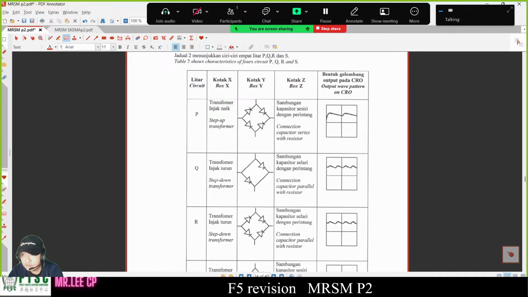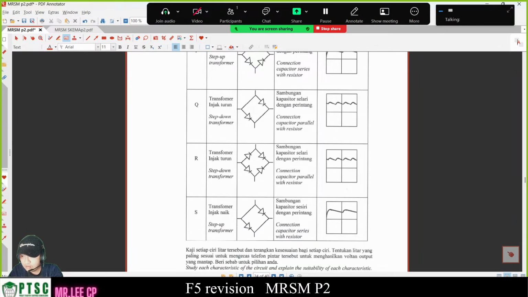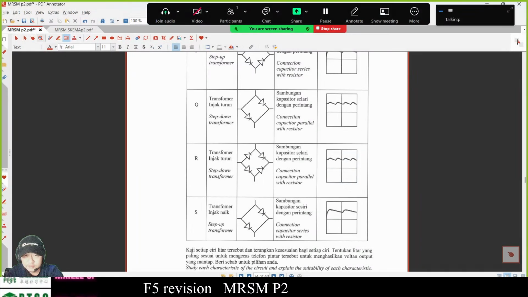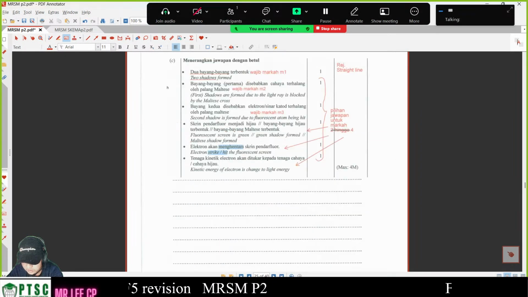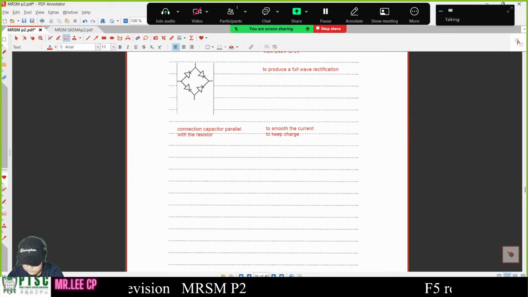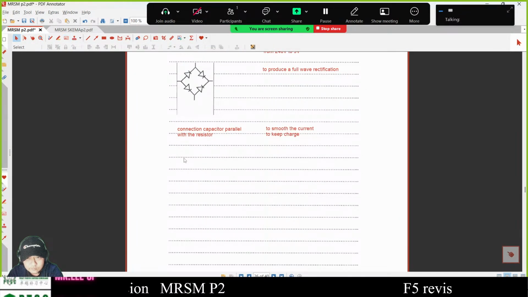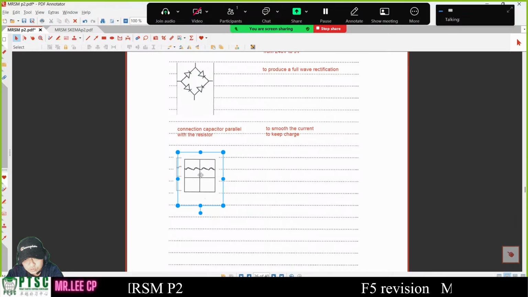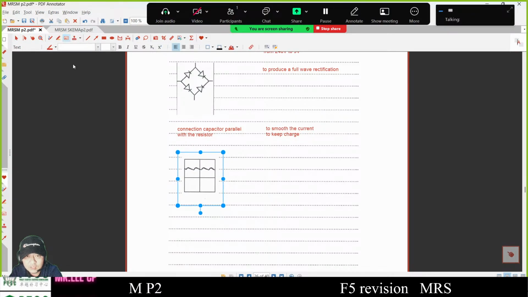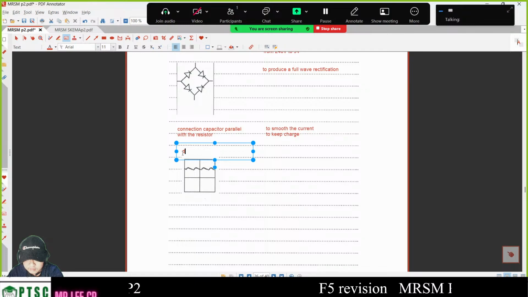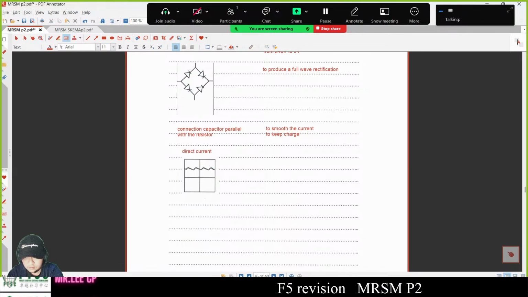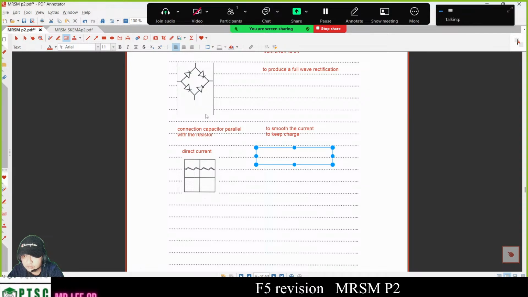Next one, output wave pattern on the CRO. It is this one, right? So you try to draw it this way. The output is this way. If you don't want to draw, you can write it. This one is called direct current, right? Direct current.